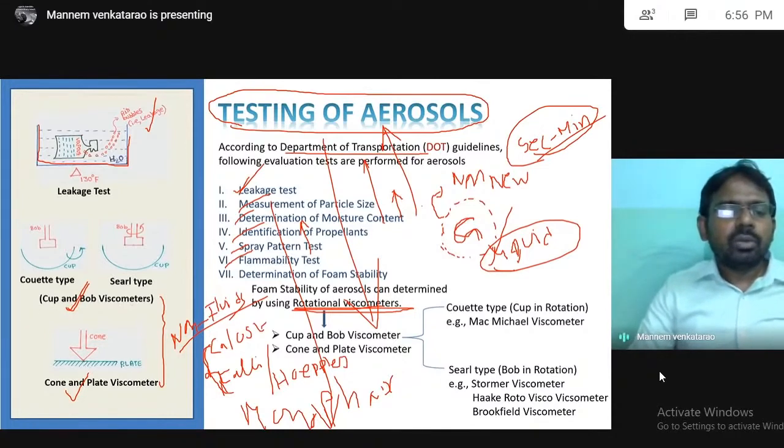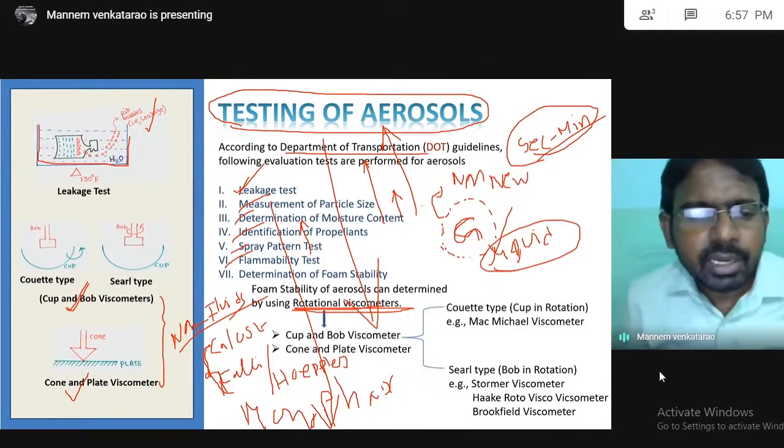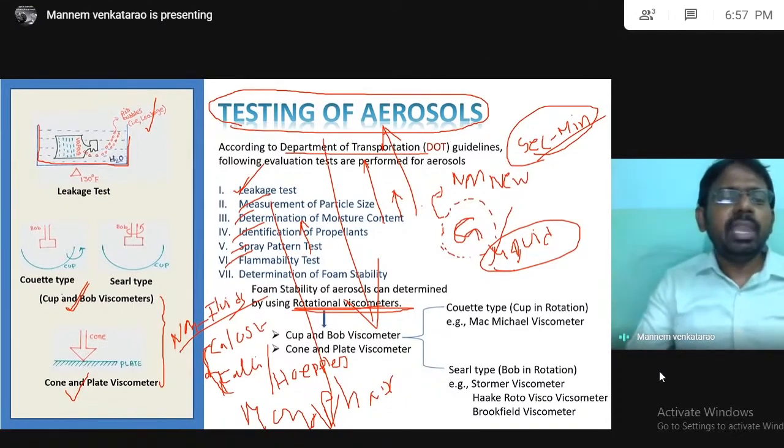So in cup and bob and cone and plate, what happens? One component is in a rotating state, another component is stationary. Here observe, instead of a bob there is a cone, there is a cup, here a plate. Actually, these two instruments are the same, but differ in the sample volume analyzed. If one or two droplets, viscosity is measured using cone and plate. If 1 ml, 2 ml, that cannot be held by the plate, that's why you take a cup. So these two are instrumentally the same, but differ only in how much volume of liquid is measured.